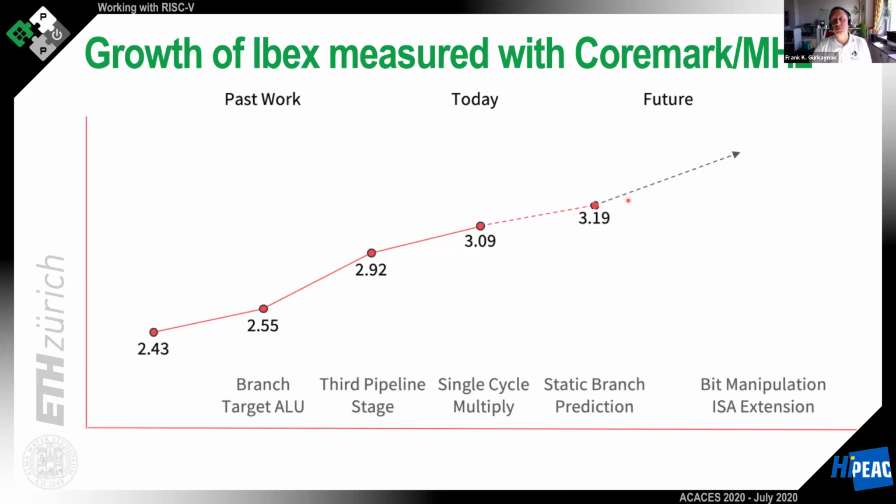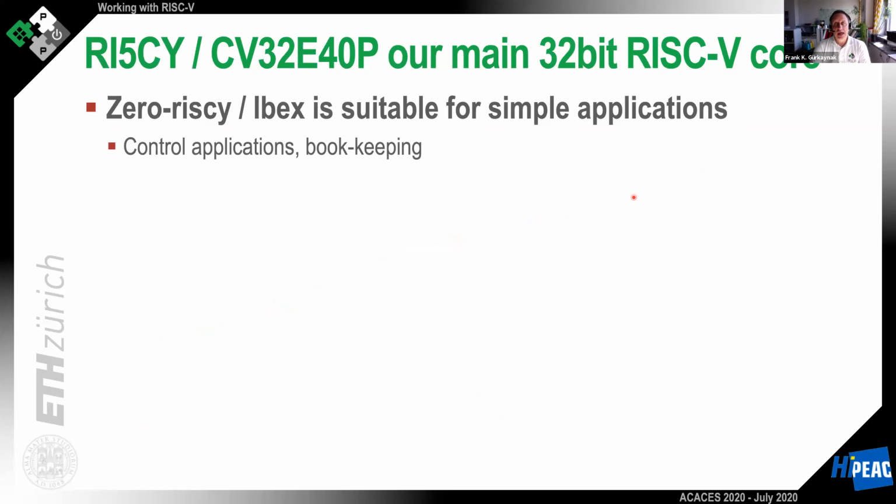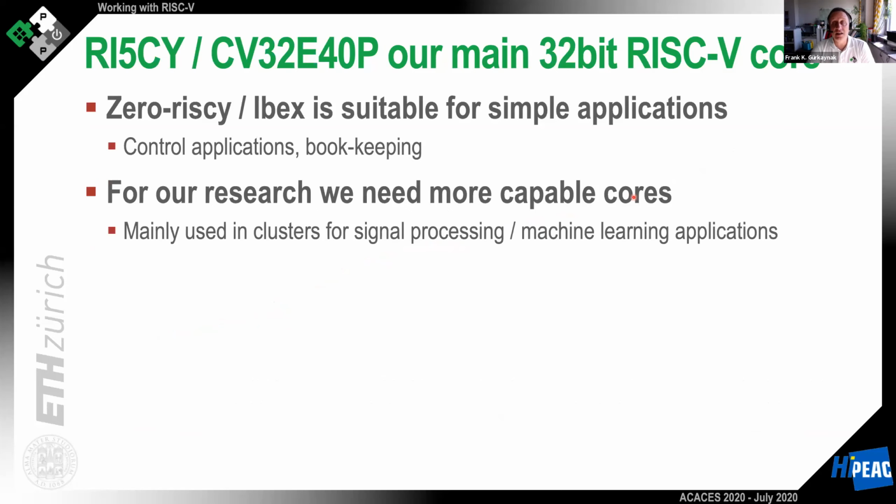And they have further plans to enhance it. So this is all going well. Now, when we developed this first simple core, that was only for simple applications. It was for control, bookkeeping, but we are actually a research group. We are in energy efficient computations and doing things more efficiently, and we need more capable cores. So we will talk about that tomorrow.